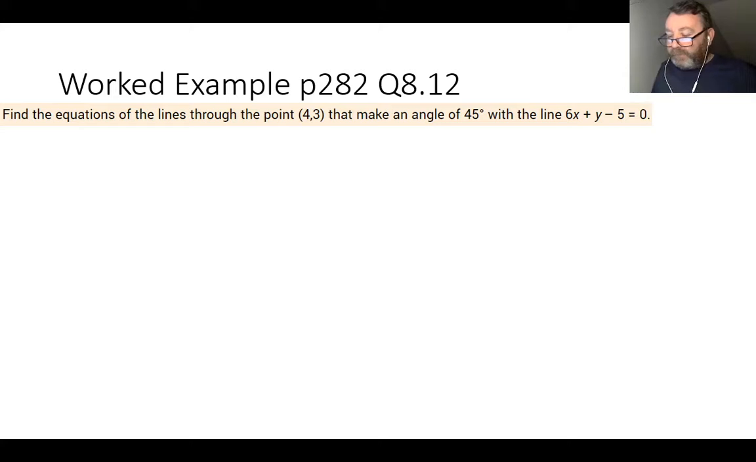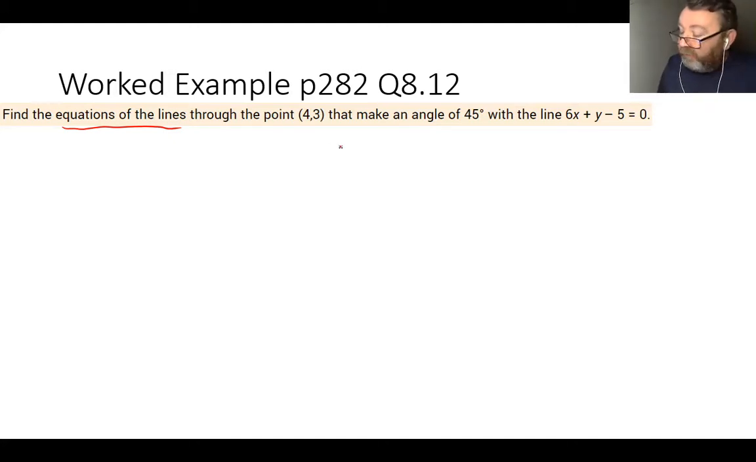Okay, second example. Find the equations of the lines through the point (4, 3) that makes an angle of 45 degrees with the line 6x plus y minus 5 is equal to 0. So find the equations of the lines. Again, listen to the plural statement. Find the equations of the lines through the point (4, 3) that make an angle of 45 degrees with the line 6x plus y minus 5 is equal to 0.